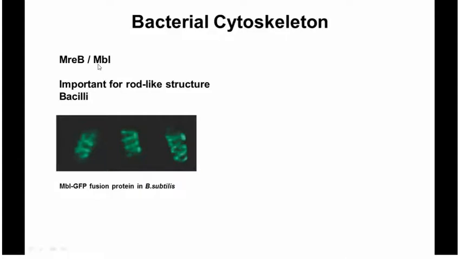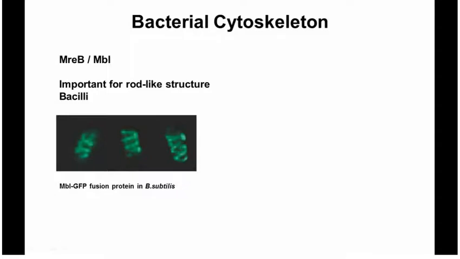And so you can get many copies, multiple copies of MreB, polymerize together to form filaments. And these filaments are tagged with GFP in this image here. You can see that it forms a kind of helix. And the function is to give an elongated structure to the cell.